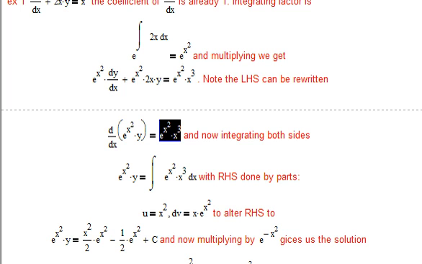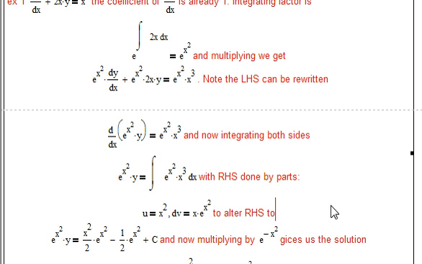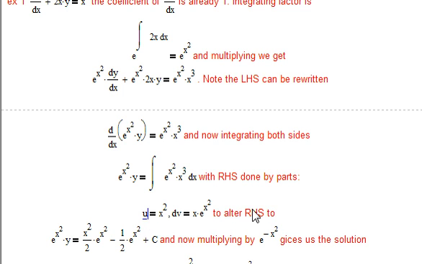Remember, the integral of u dv equals uv minus the integral of v du. So our u is x squared, our dv is x times e to the x squared dx, and that will alter the right-hand side. Trust me, you'll get through that. The du then would be 2x dx, and the v would be 1/2 the integral of e to the x squared. But trust me, this will work out for you.